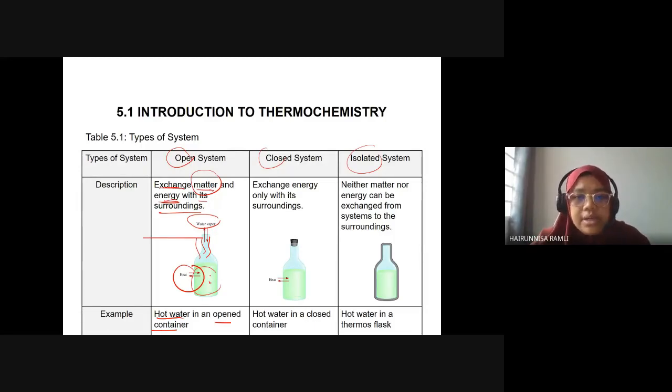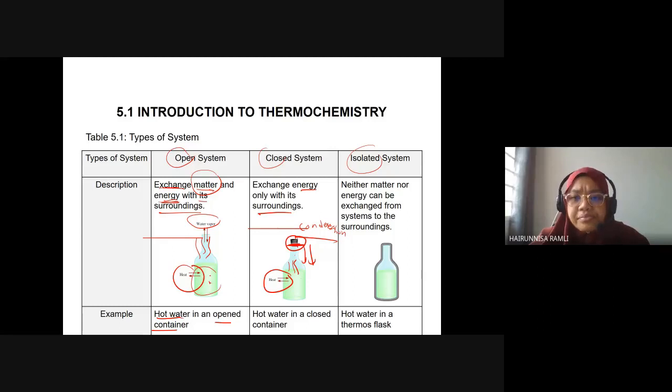Okay, and then for closed system, basically this is the exchange of energy only with its surrounding. Meaning that you ada bekas yang sama tapi you tutup. Okay, bila you biar lama, lama-lama air tu dah tak panas. Okay, so that's why ada heat changes kat situ. Perubahan heat, energy kan. Tapi the matter will not change because even though the hot water will vaporize, tapi because of their closed container, dia akan turun balik ke bawah, we call it as condensation. Okay, ni yang you dah belajar previously lah in liquid.